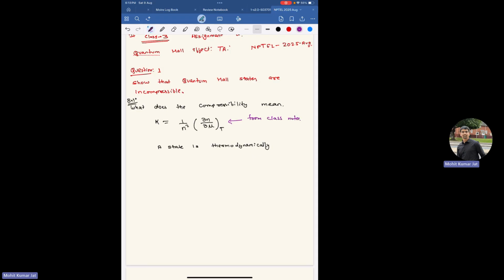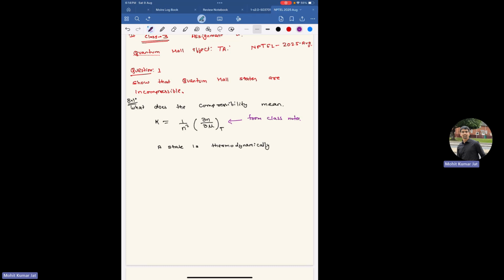So what does compressibility mean? It means how many carriers you can put in a system when you change the chemical potential by delta mu. It is essentially related to how many available states there are in which you can put the carriers if you change your chemical potential by delta mu. So if the question says show that quantum Hall states are incompressible, incompressible means your kappa, the compressibility, is zero. You can't compress the system. You can't put any carrier in if you change the chemical potential. Those states are not available. That's what it essentially means.